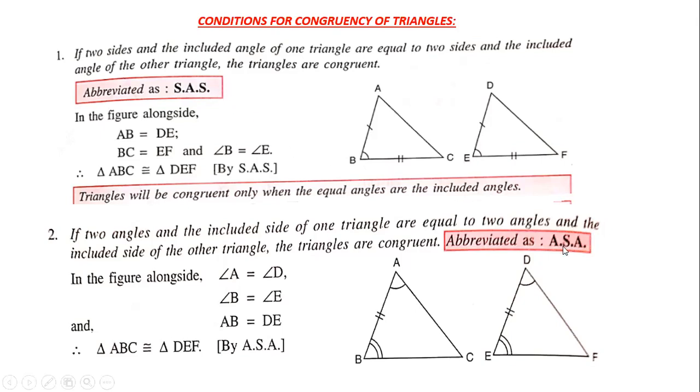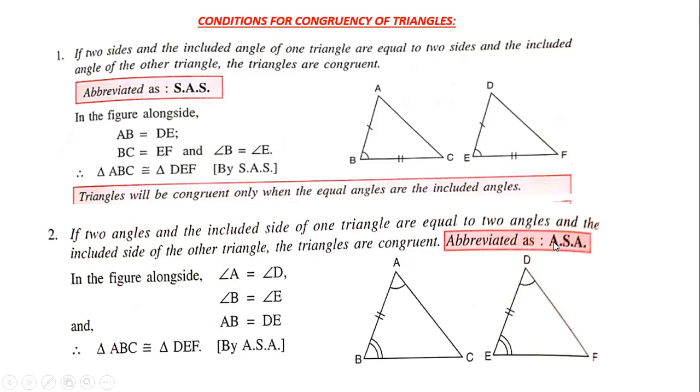Come to the next axiom, which can be abbreviated as ASA, angle, side, angle. Now here, the side is in the middle. That means the included side. If I find two angles are equal, then the included side must be equal. If two angles and the included side of one triangle are equal to two angles and the included side of the other triangle, then the triangles are congruent, abbreviated as ASA.